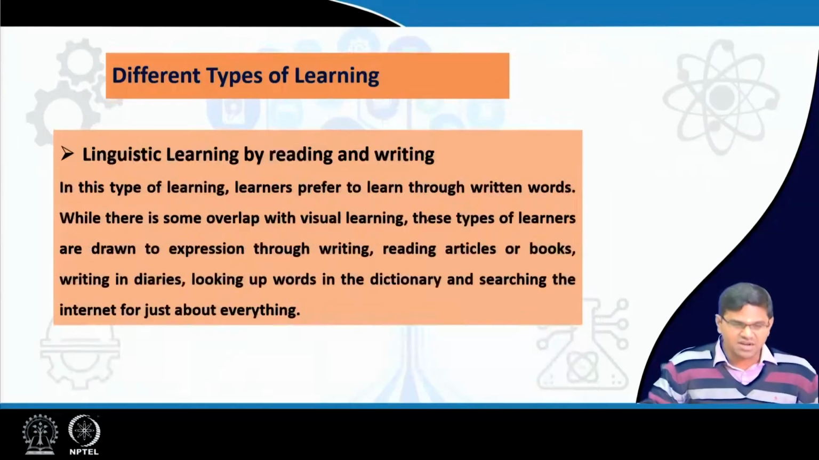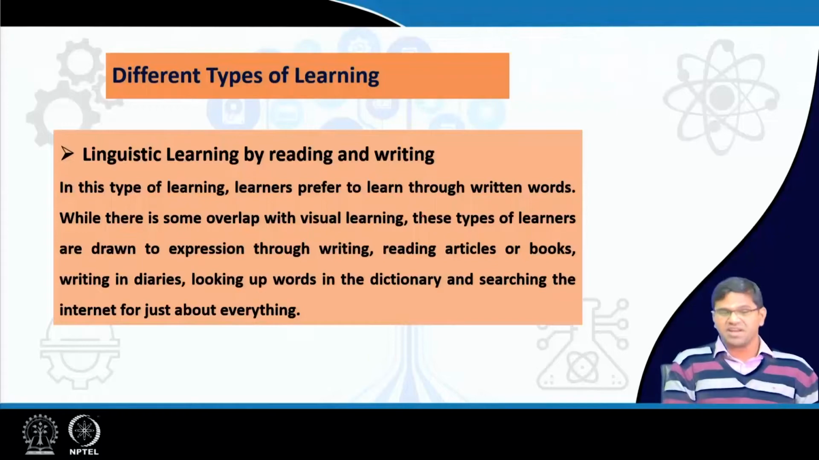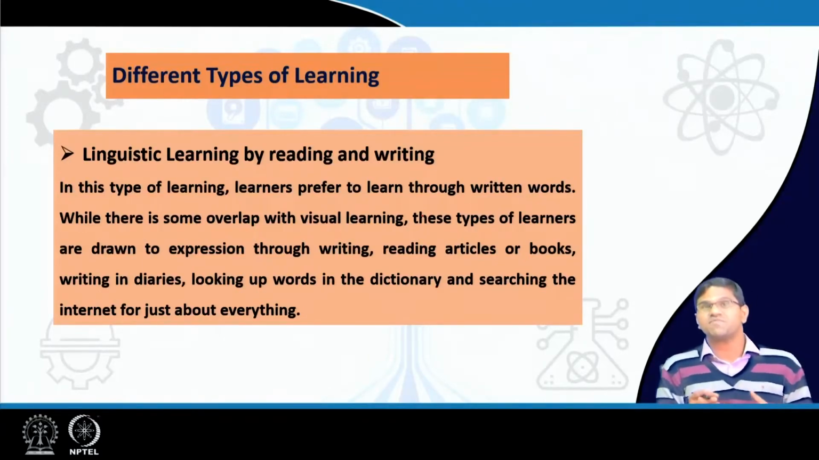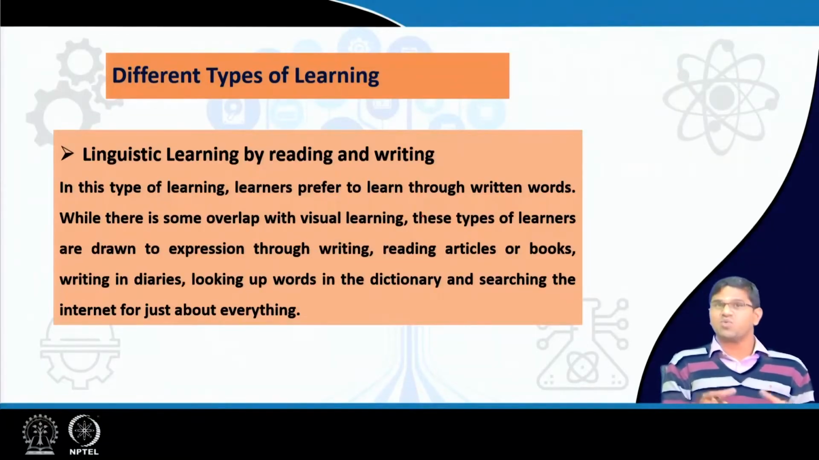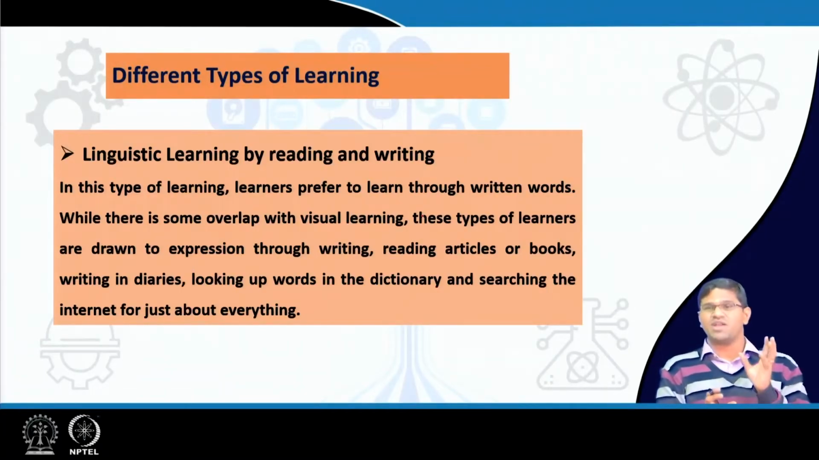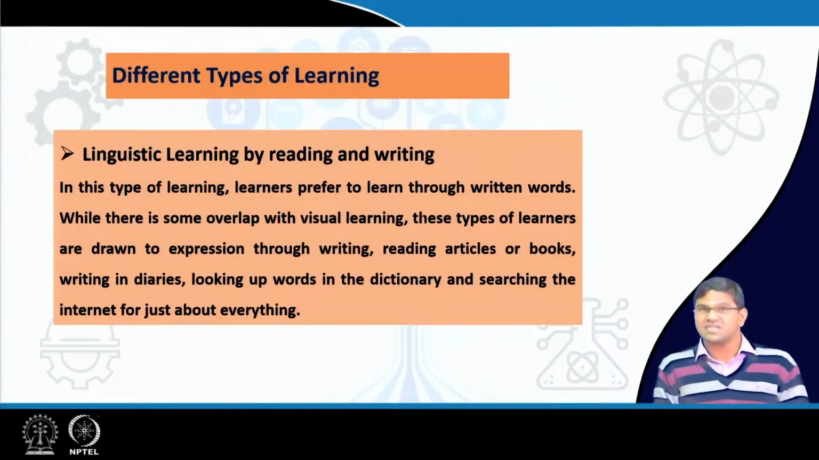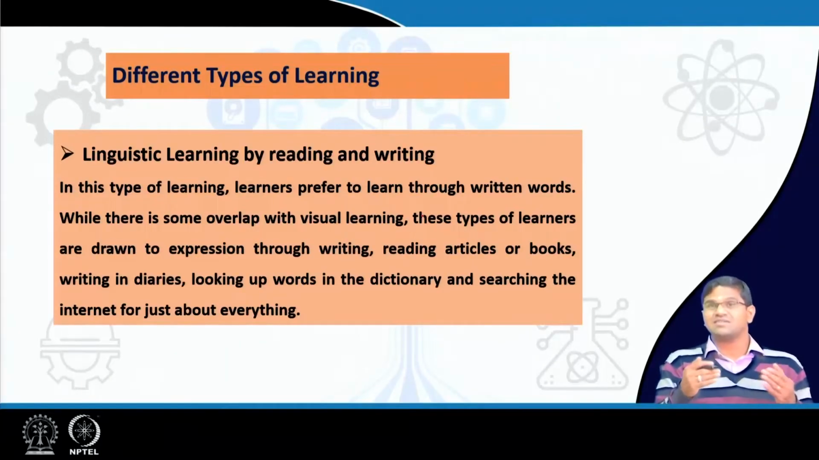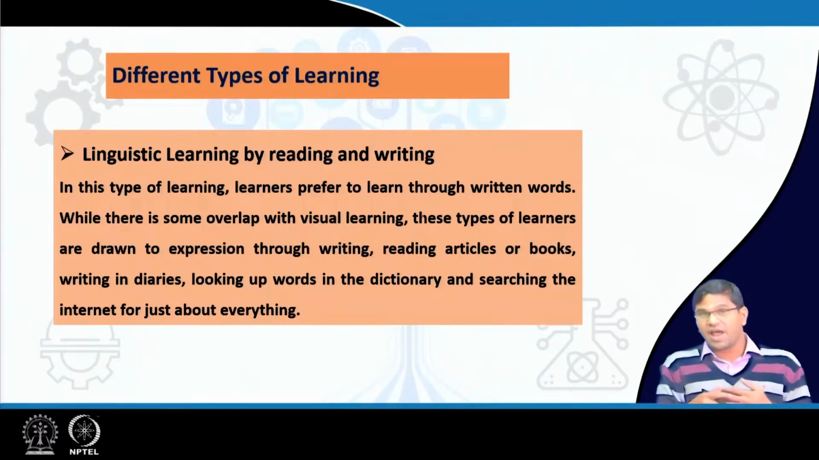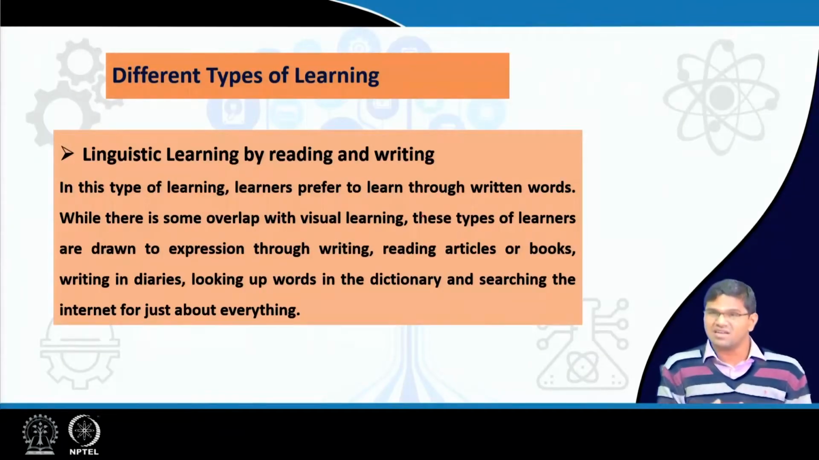Okay, then the next learning is linguistic learning, which essentially happens by reading and writing, where the learners prefer to learn through reading textbooks. Well, there is some overlap with visual learning. People might also have a combination of linguistic as well as visual, where you have a textbook and also some video available for you to watch. They always read through research articles, books, or workplace diaries, and through this the learners learn things.